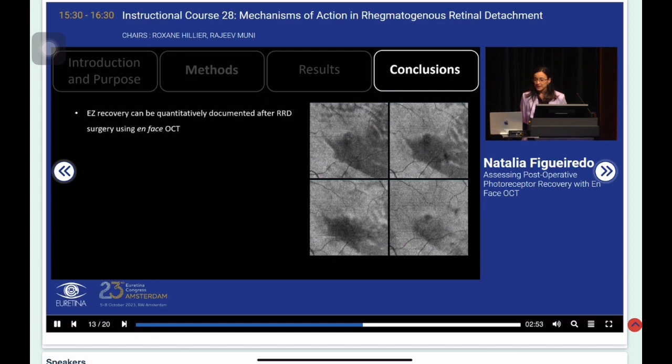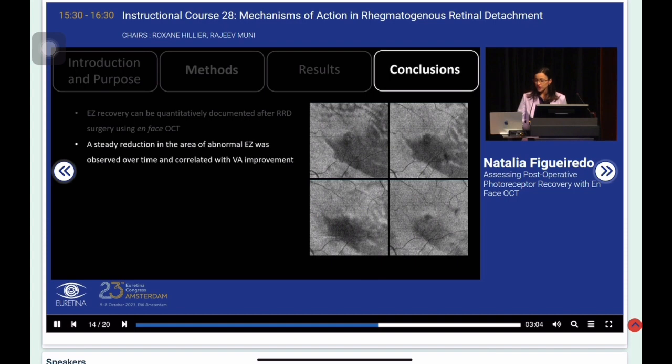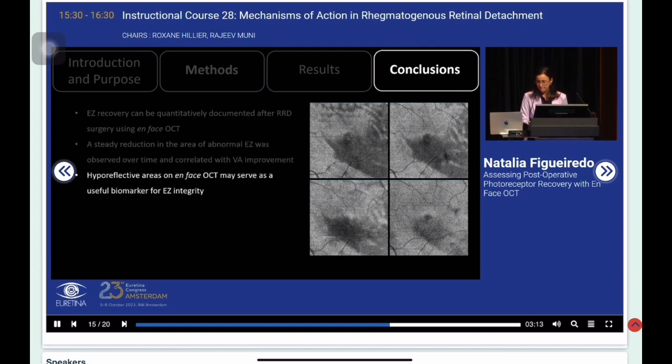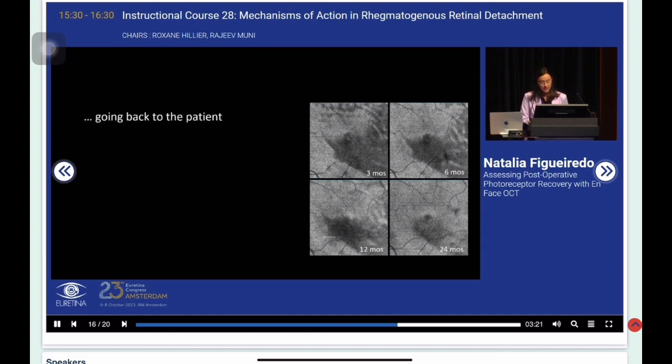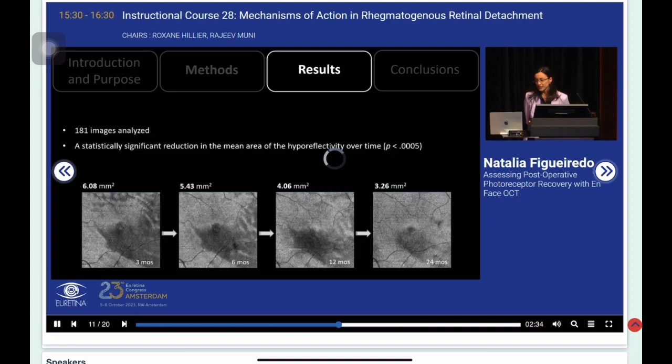To sum up, EZ recovery can be quantitatively documented after rhegmatogenous retinal detachment surgery using en face OCT images. A steady reduction in the area of abnormal ellipsoid zone was observed over time and correlated with visual acuity improvement. And hyperreflective areas on en face OCT may serve as a useful biomarker for EZ integrity. So going back to the patient that we showed in the beginning of the presentation, we can see a gradual reduction over 2 years' time, from 3 to 24 months.